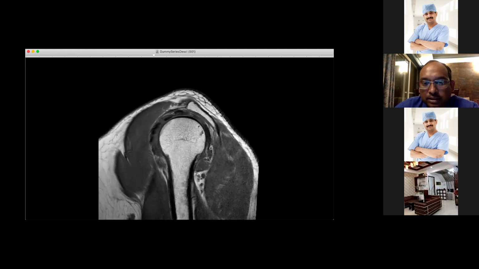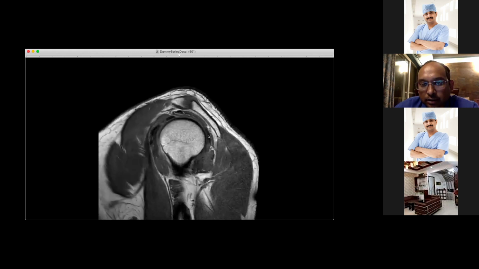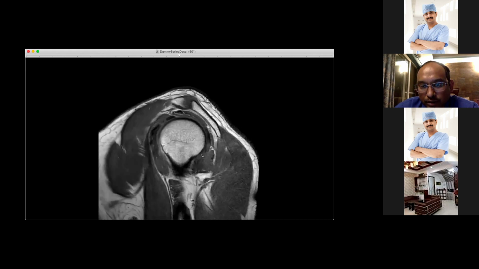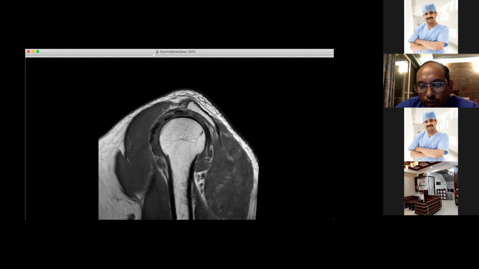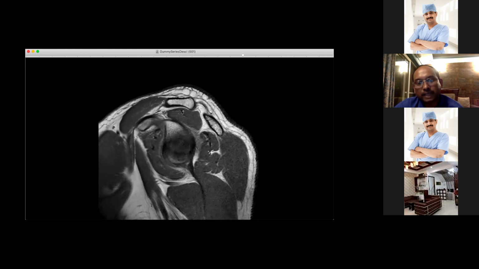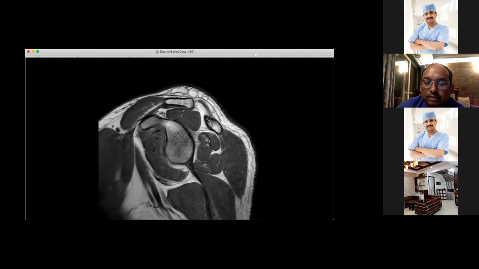Anteriormost is the subscapularis. Posteriorly is the infraspinatus, and posterior-inferiorly, inferior to the infraspinatus, is the teres minor. So in this sagittal view, along with the tendons, we also have to assess the bulk of the muscles forming the rotator cuff. That is very important whenever we see chronic tendinosis or tear, because the management, surgical or conservative, and what type of surgical management, also depends on how good the muscle bulk is.